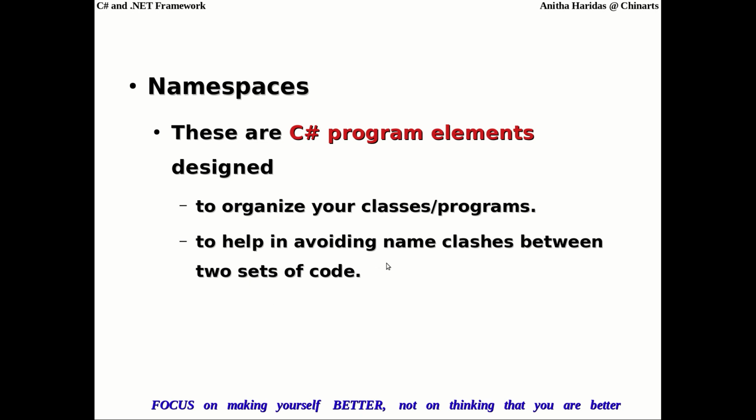We will see an example for all these things. So you just understand it is a program element which is designed for two purposes. One is to organize, the other one is to avoid name clashes between two sets of code.